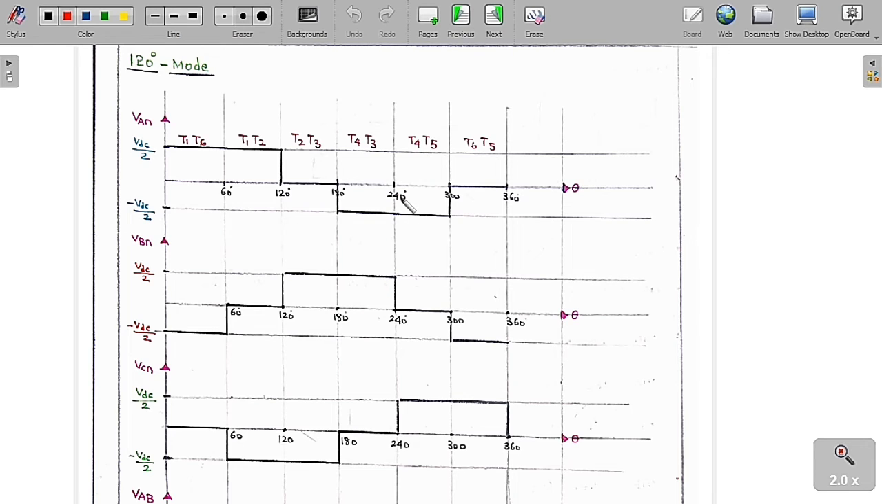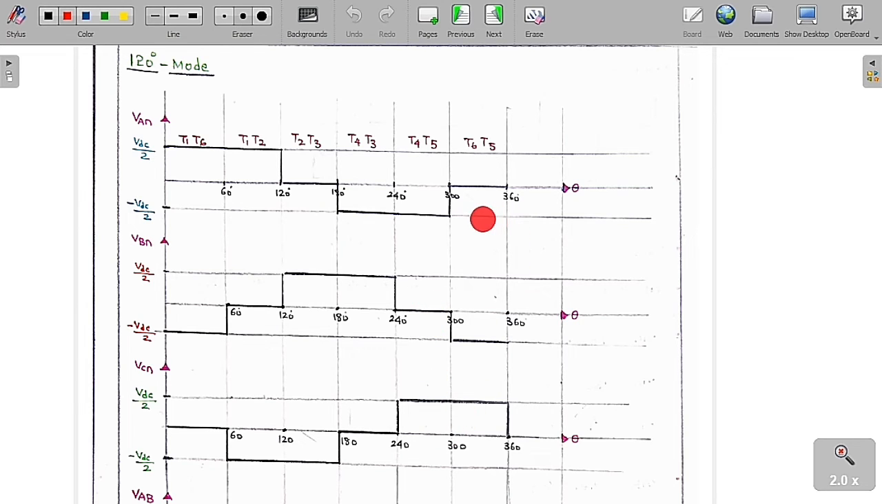Similarly, from 180 to 240, you can see clearly that for every 60 degree we are going to analyze. From 180 to 240, from the control scheme diagram, T4 and T3 are going to connect. So VAN is equal to minus VDC by 2, VBN is equal to plus VDC by 2, and VCN is equal to 0. Similarly, from 240 to 300 degree, from the control scheme diagram, T4 and T5 are going to connect. If you analyze the circuit, we are going to get VAN as minus VDC by 2, VBN as 0, and VCN as plus VDC by 2.